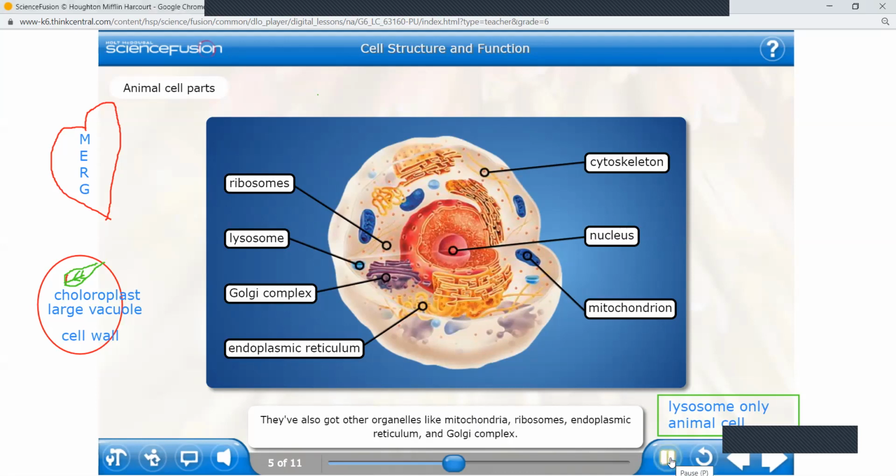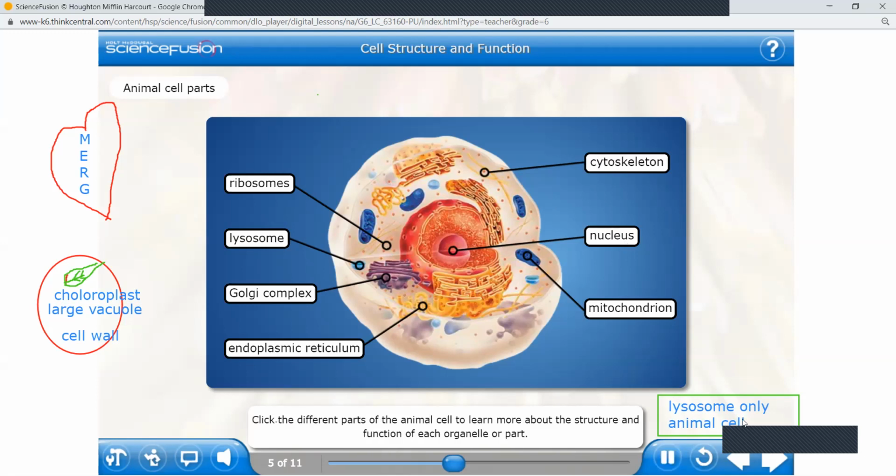They've also got other organelles like mitochondria, ribosomes, endoplasmic reticulum, and Golgi complex. So you remember this MERG: mitochondria, E endoplasmic reticulum, R ribosome, G Golgi complex. You know this, right? Other than this, what does the animal cell have? It has lysosome. The animal cell has extra lysosome. And of course, nucleus and cytoskeleton.